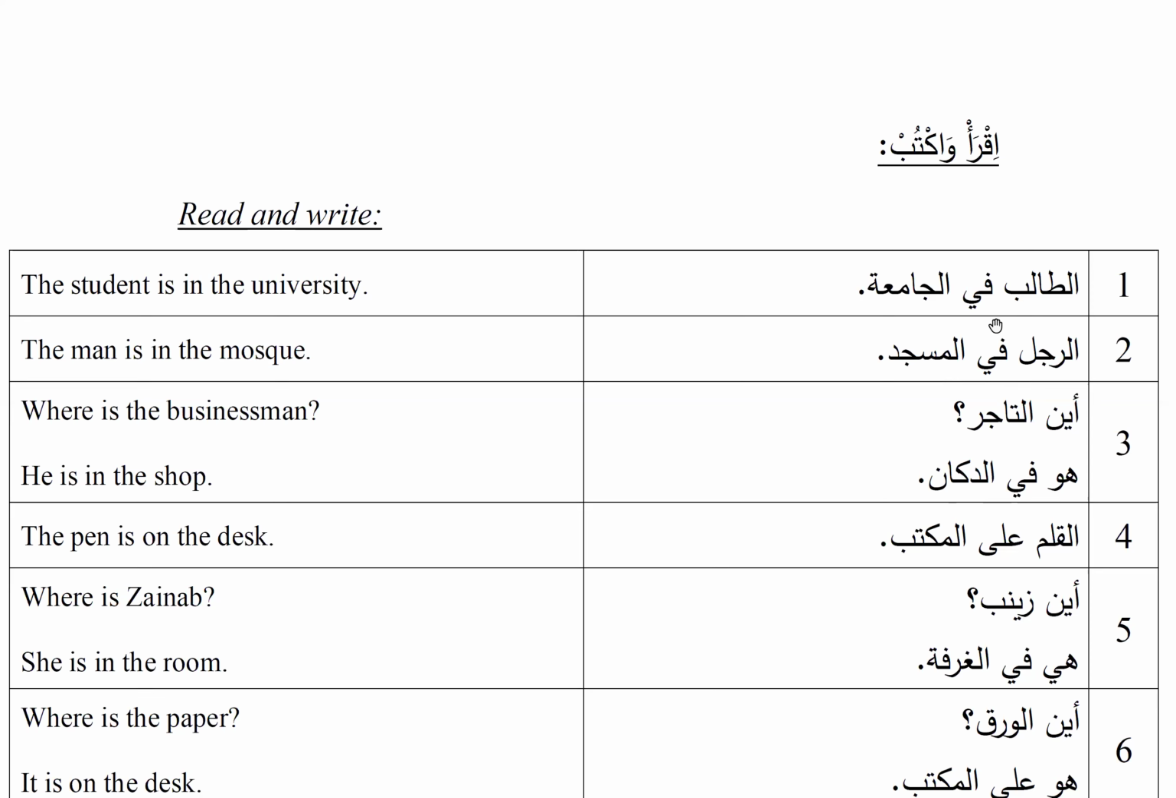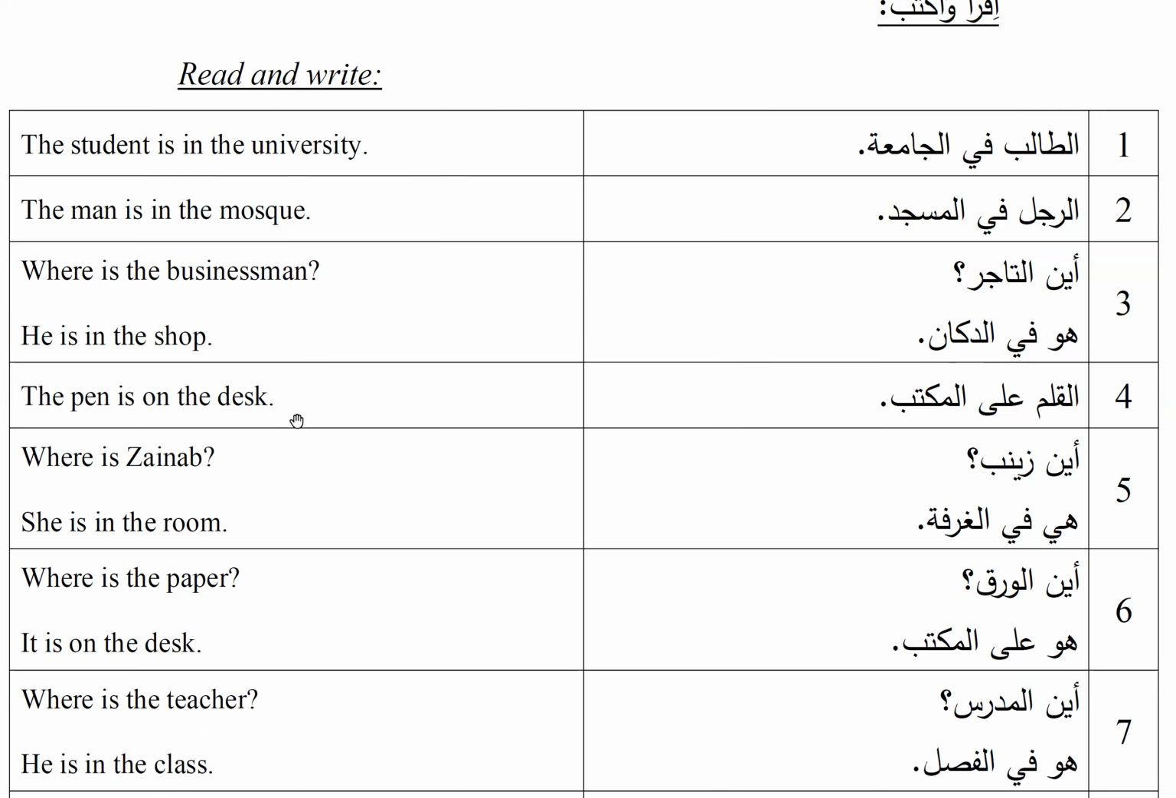So the student is in the university. The student, we will say at-talibu, because there's nothing before it, no preposition. In the university, we're going to say fil jami'ati, kasra, because of the fi. The man is in the mosque. Ar-rajulu fil masjidi. Where is the businessman? Ayna at-tajiru. He is in the shop. هو في الدكان.